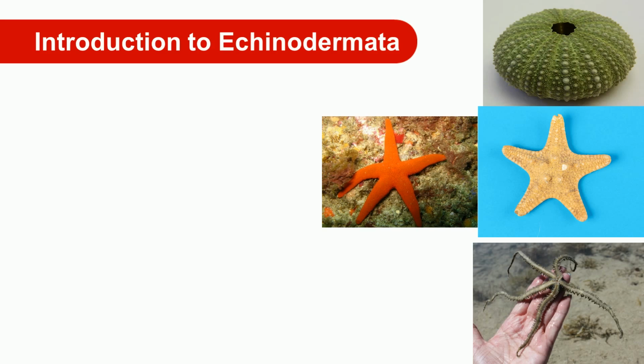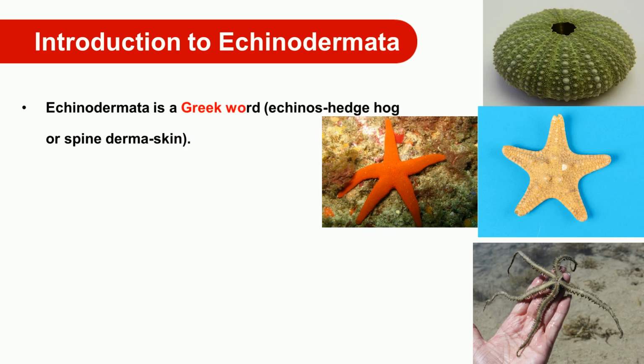Introduction to phylum Echinodermata. Echinodermata is a word that comes from the Greek language. Echinos means hedgehog, and the animals that have spiny derm, spiny skin, are put in Echinodermata. That means spiny skin is the specialized character of Echinodermata. Simply, this is the characteristic feature of the spiny skin organism.